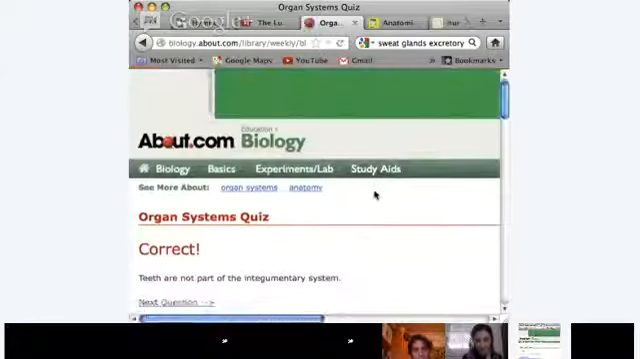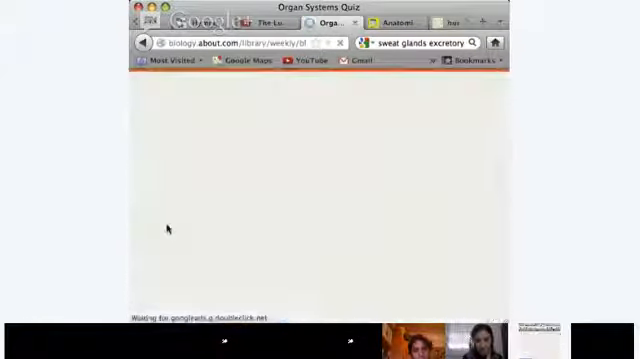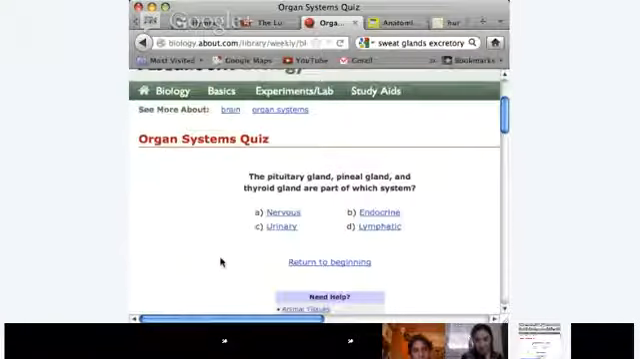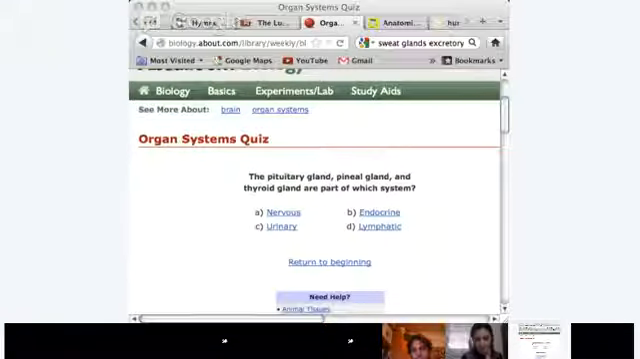And let's see. Next question. The pituitary gland, pineal gland, and thyroid gland are part of which system? Endocrine system. Good. Glands are part of the endocrine system. So glands are those things we're talking about that secrete stuff.